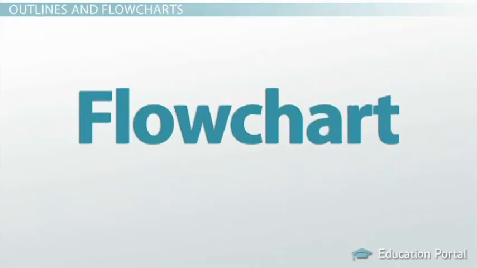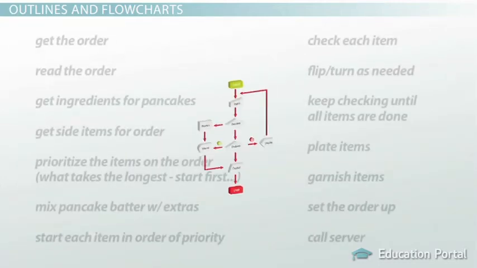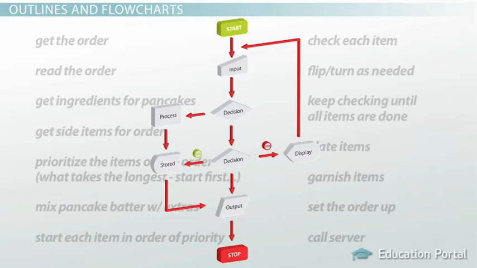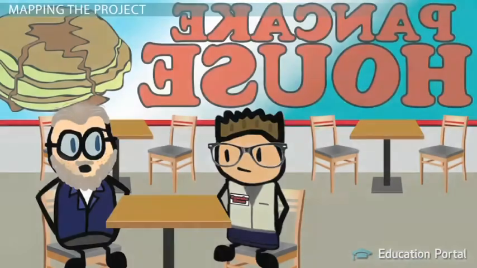A flowchart is a graphical representation of a process. You may use either an outline or a flowchart, or both. For example, you might start out with an outline and then use it to build a flowchart. Your boss may have a preference for one or the other for documenting your program, so it is important to know both. Let's see how outlines and flowcharts can help us with our coding project.